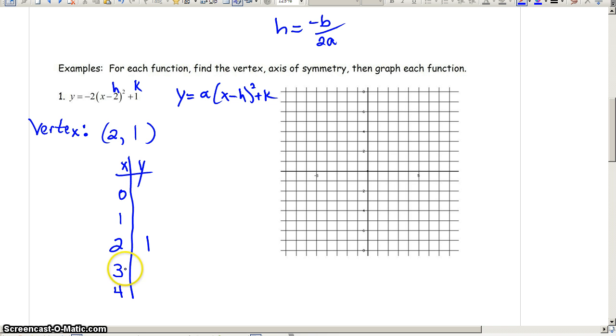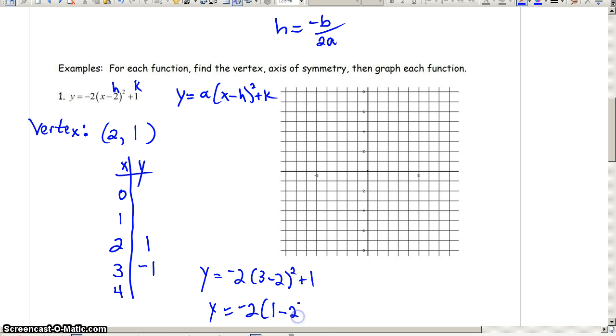We could plug in a 3. Now look what happens when we do this. With a calculator, this can be done so super fast. Remember to put in parentheses. If you were to enter this into the calculator very quickly, and by the way, 3 minus 2 is 1, 1 squared is 1, 1 times negative 2 is negative 2, negative 2 plus 1 is negative 1. So you can see very quickly we'd get a y value of negative 1. You might wonder what happens if we were to plug in a positive 1 for our x.